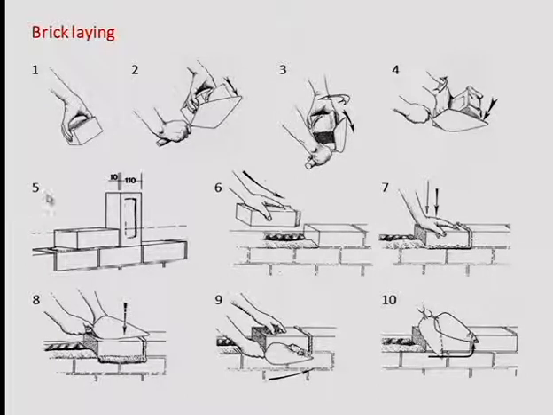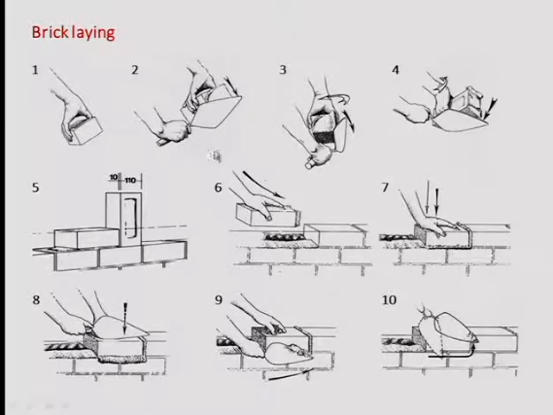But the first thing you do, you take your left hand. It depends if you're right-handed or left-handed. If you're right-handed, you take your left hand and you take a brick. Then with the right hand, you place mortar on the perpends and on the bed. And then you make the first course.